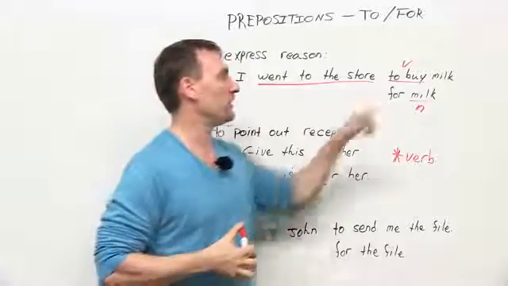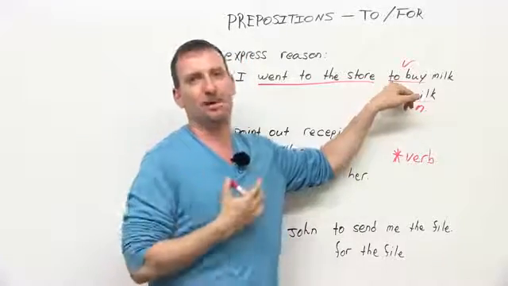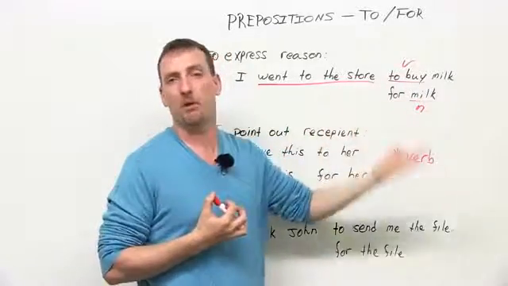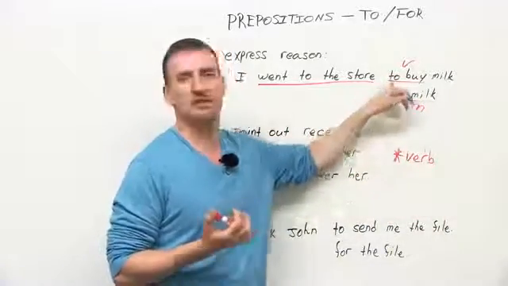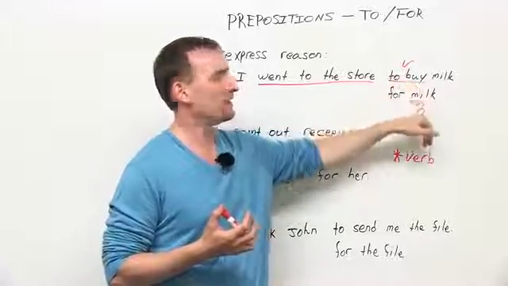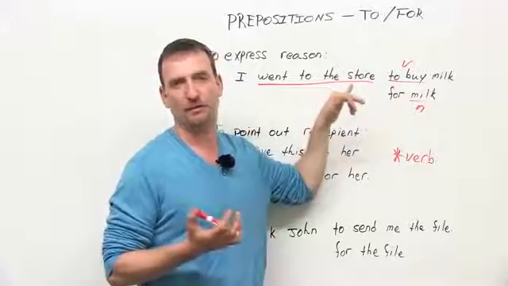So we use to. Now, technically, this is not a preposition. This is an infinitive verb marker. But it looks like a preposition, so we'll treat it as one for now. Verb, noun. That's the difference when you're talking about reason.